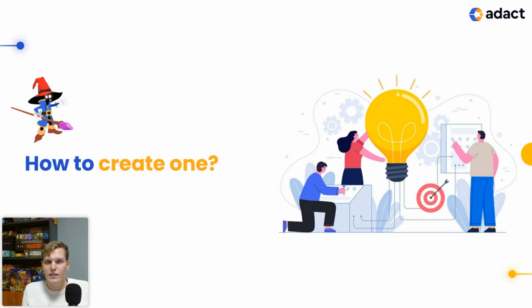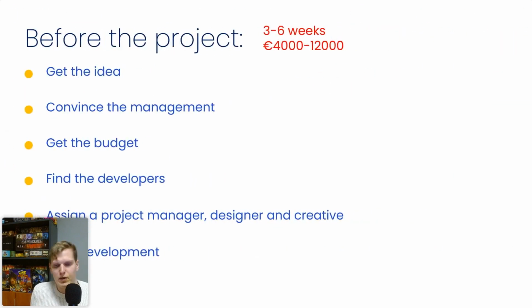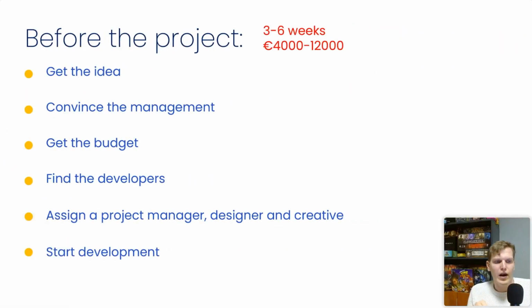Before attending this webinar, the thought process usually goes very similarly to this. You have around 3 to 6 weeks of getting the idea, then convincing the management, getting the budget approved, and having the developers. Some are lucky enough to have their own developers. You will have your project managers, the designers, and the creative to set everything up, and then you start the development. This usually, from my experience, takes around 3 to 6 weeks and costs around 4,000 to 12,000 euros, not only in pure cash, but also in time value and time resources.